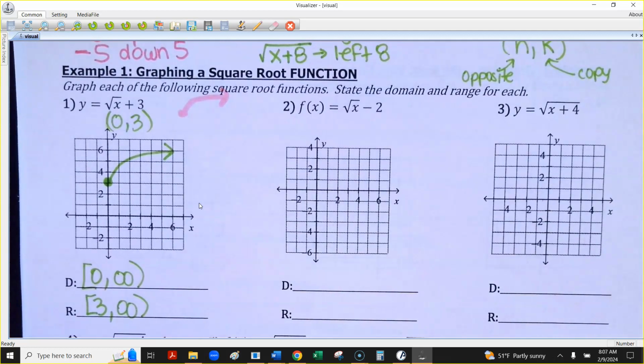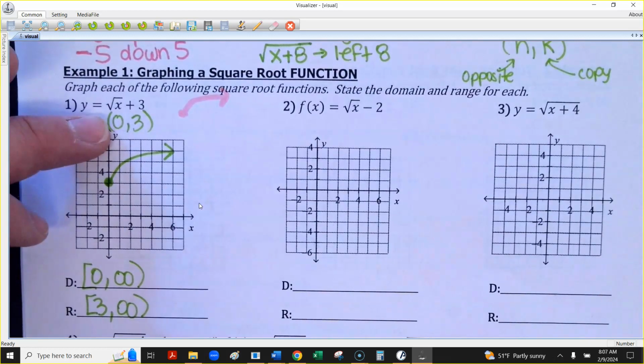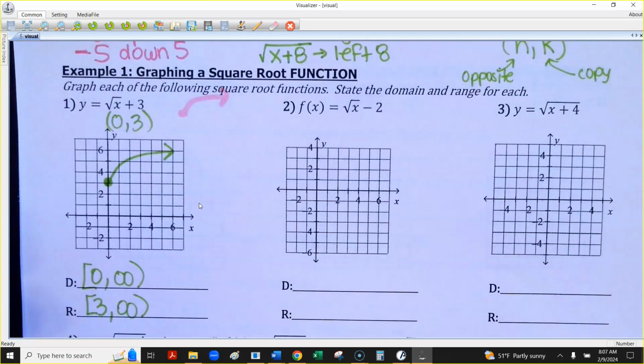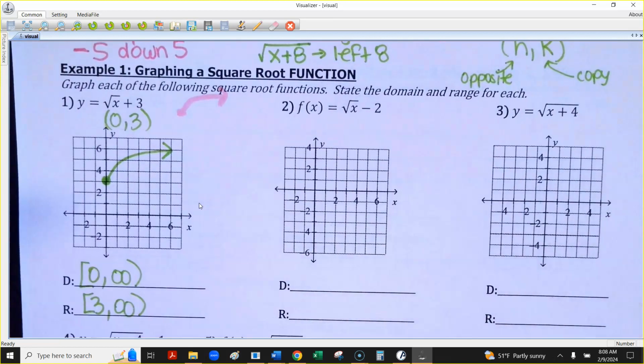Does anybody have a question? Whatever you do for square root, the domain will be the x-coordinate of the point where you started it and go to infinity. The range is going to depend on whether it's a positive square root or a negative. If it's a positive square root, it should just be the y-coordinate to positive infinity.